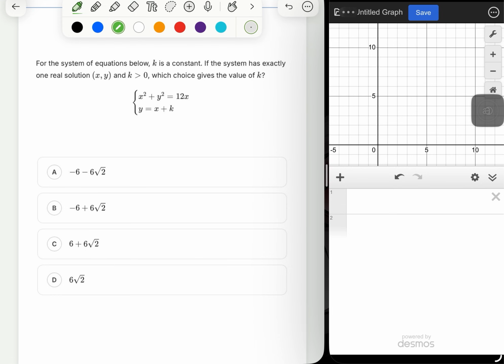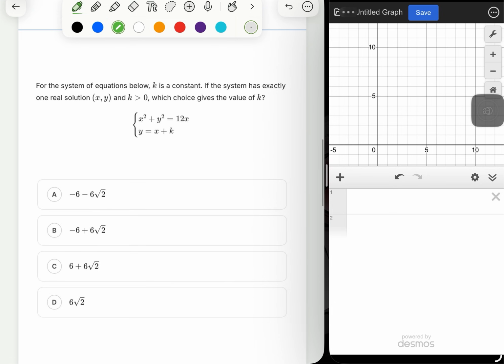But we have a system of equations here, where k is a constant. And it tells us that if the system were to have exactly one real solution and k is a positive number, which choice gives the value of k? That's the given system, and we're given the possible values of k here.